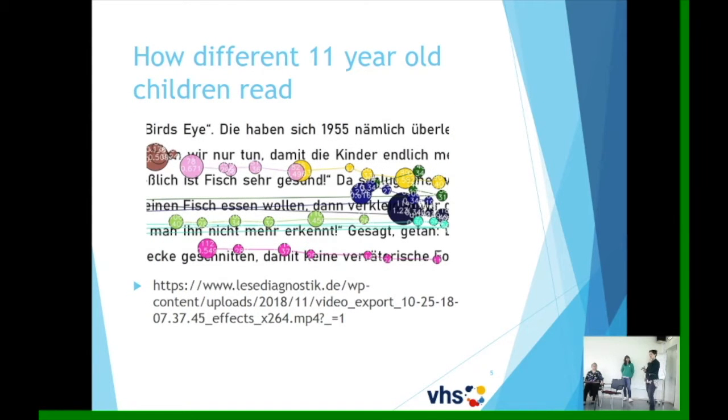And the result of an analysis is a pattern. You see there are several pupils. Every pupil has a certain color. And you see how the pupils read differently. This is a pattern of different 11-year-old children, and I will show afterwards a short film where you see it very clearly.